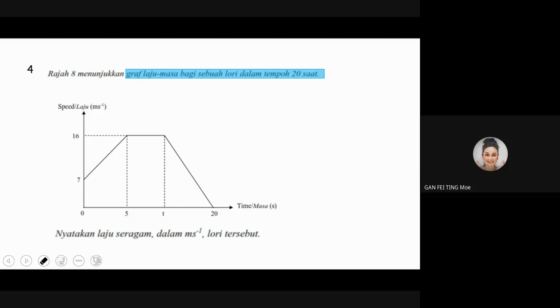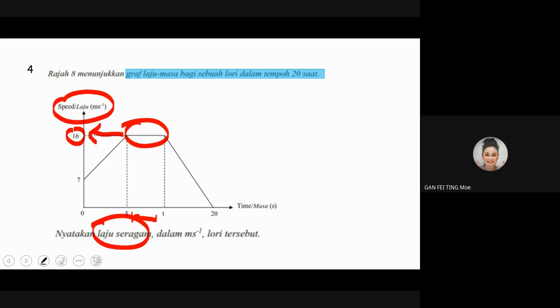It's 16. Still remember, just now I told you that at this part it is moving with the same speed. Time is running, but the speed remains. So you have to understand what uniform speed is: laju seragam. So your answer should be 16 meters per second. This is very simple. What makes it so simple? The title of the graph. Don't simply memorize the graph without the title. It will not help you.